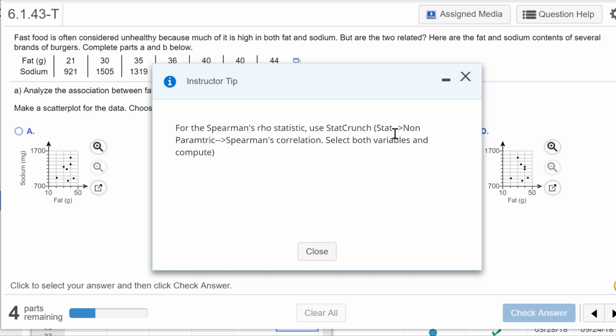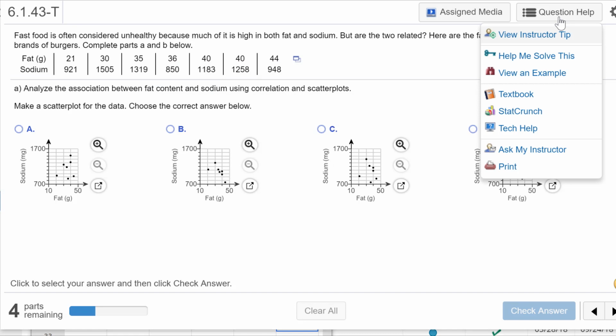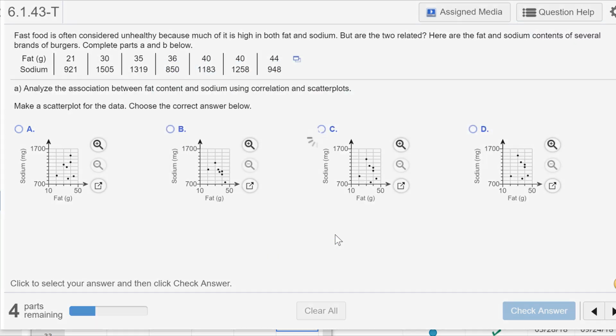Use StatCrunch, and then I tell you what to do. Go to Stat, Non-Parametric, and Spearman's correlation, and then select both variables and compute, and it'll give you that value. And you can always go back to that instructor tip. I think, yeah, there you go. Instructor tip, and there it is.